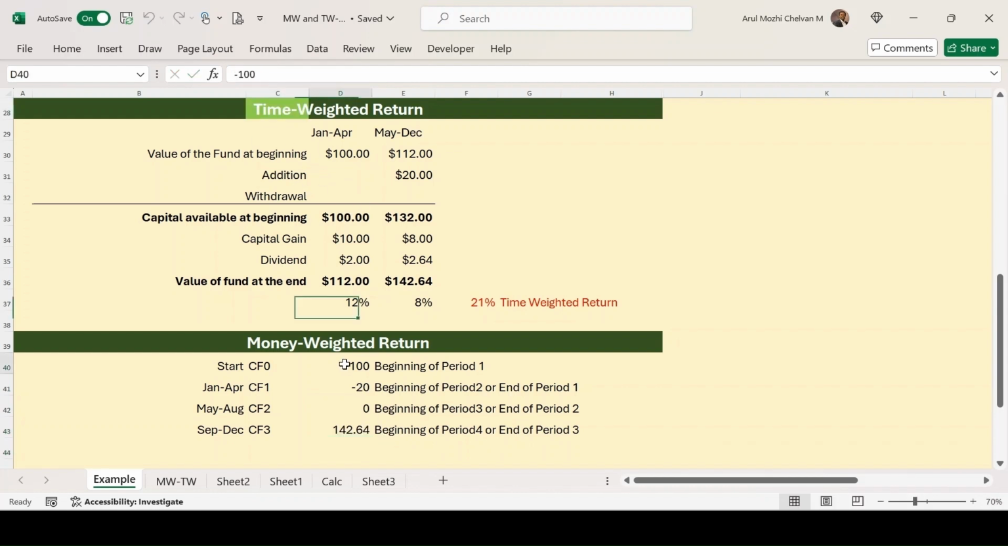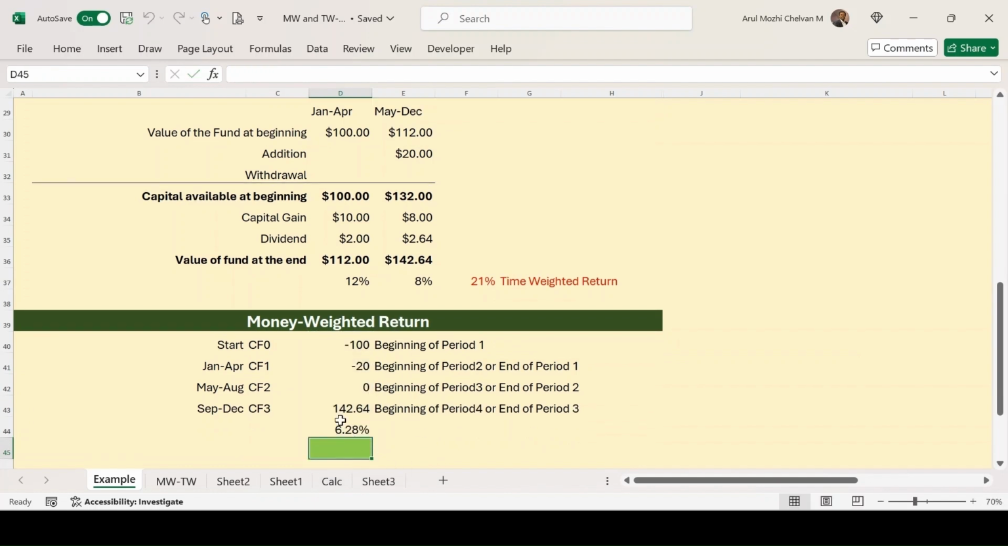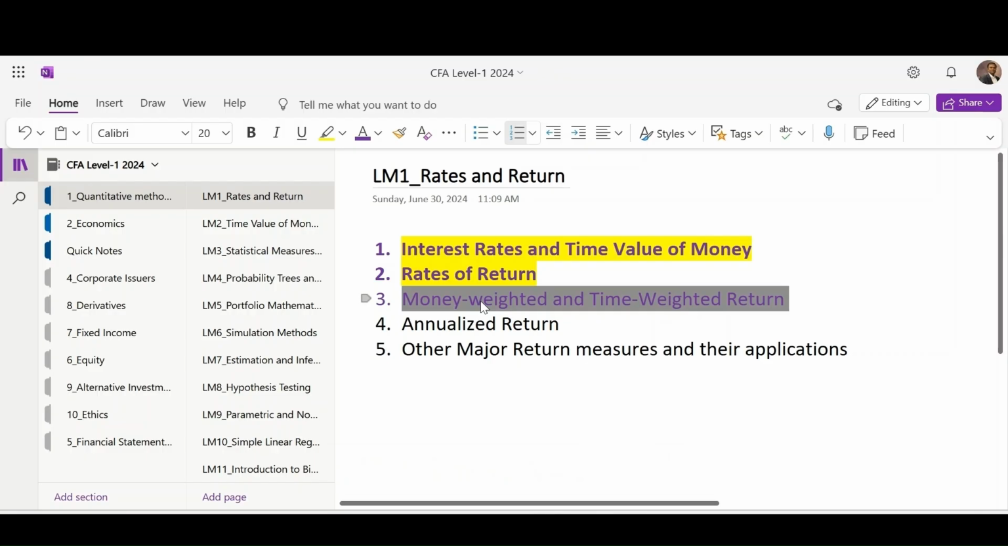We can just derive this from the time weighted return cash flow. You can see the initial cash flow is 100. That is a cash outflow for the investor, so we put minus 100. Then the second one is the fund addition by the investor, so we put minus 20 here. There is no cash flow in the second period. Then finally the investor gets all the money, that is the inflow for the investor. Now we can calculate using the IRR formula or we can use the calculator also. We will check here. So 6.28% is the money weighted return for the investor.